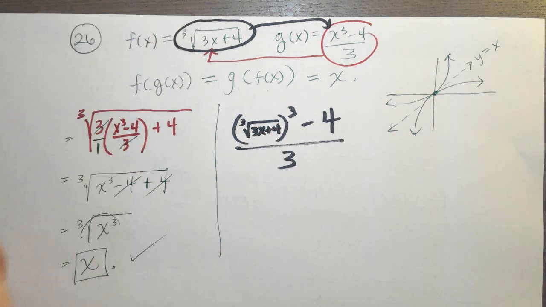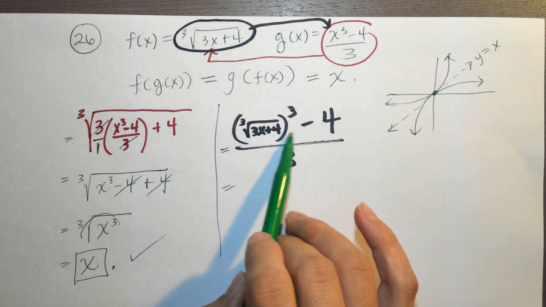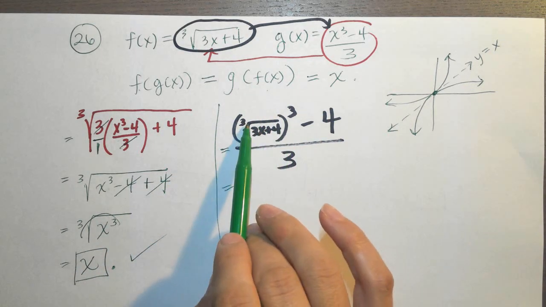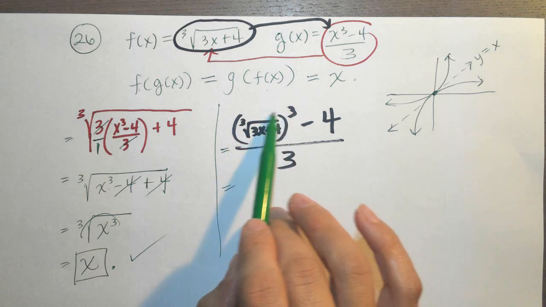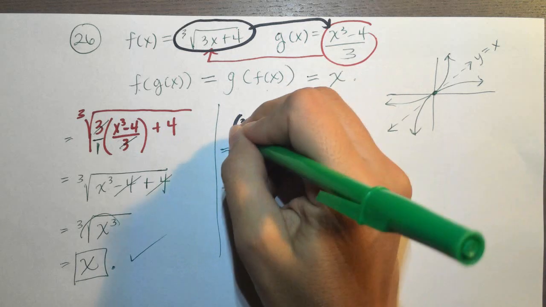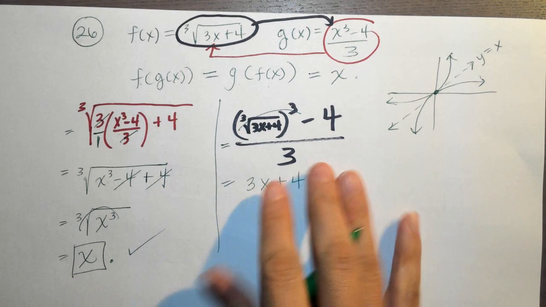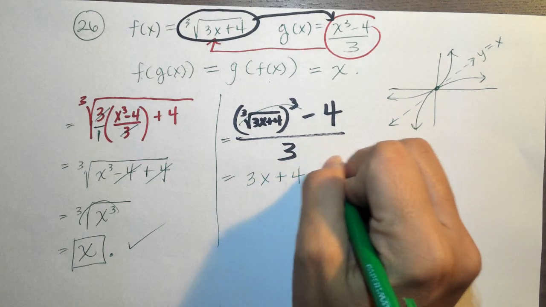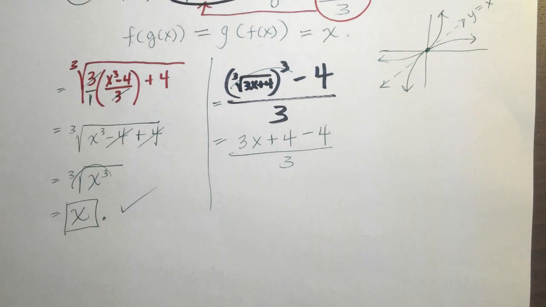So order matters, guys, and how we simplify. Right here, I can simplify this. We have the cube root cubed. All of this is being cube rooted, and the whole thing is being cubed, so that's going to cancel. So I have 3x plus 4 drop, and then what's left over, I have a negative 4 that comes back. That's all divided by 3.